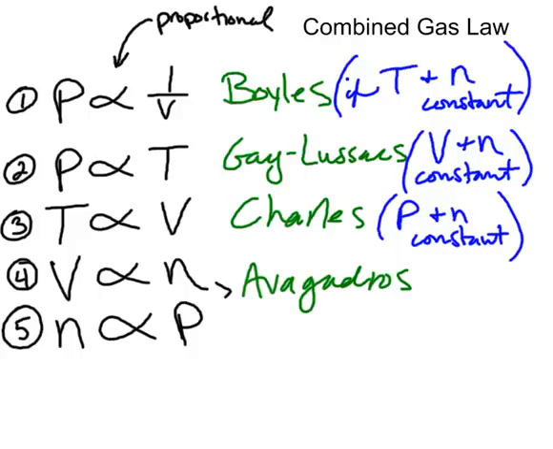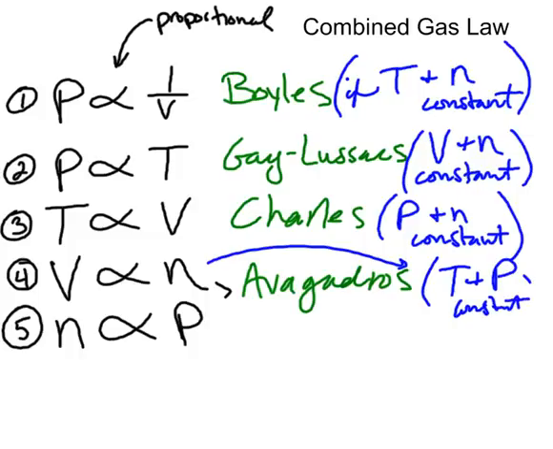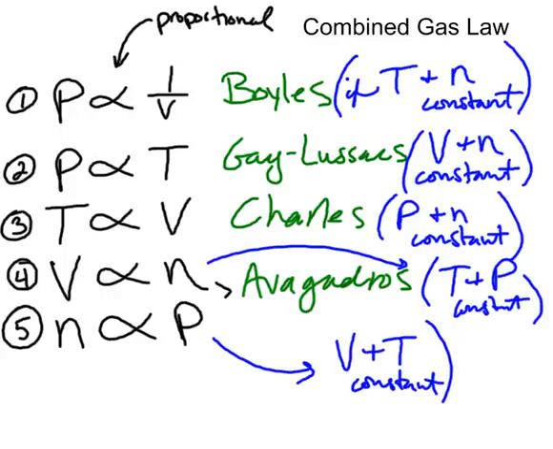And then for this one right here, for volume to be proportional to number of moles, temperature and pressure have to be constant. And then this one right here, your volume and temperature must be constant. If they are not constant, then like I said, we can't really truly fall into the parameters of saying, oh yeah, this is Boyle's law, this is Gay-Lussac's law, this is Charles' law, or this is Avogadro's law.